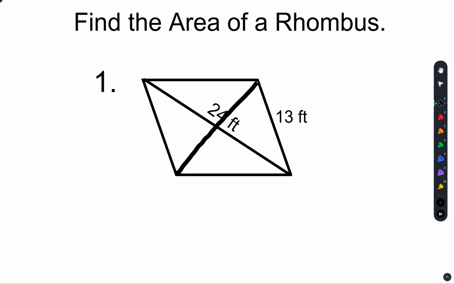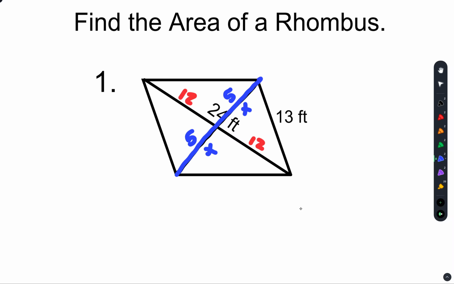So if I draw in my second diagonal there, that 24 gets cut in half. This is each 12. And I can say that each one of these pieces of my diagonal is both x and x. Another Pythagorean triple, if you can recognize it. Maybe if you don't, you use the Pythagorean theorem to find what x is. But x is going to be 5 here.